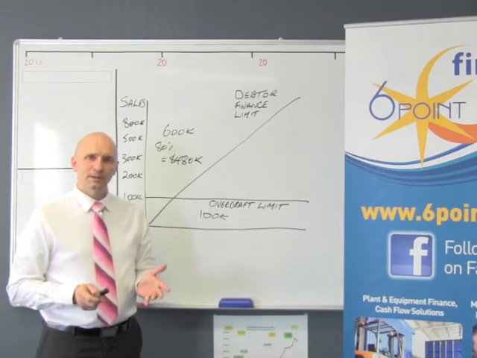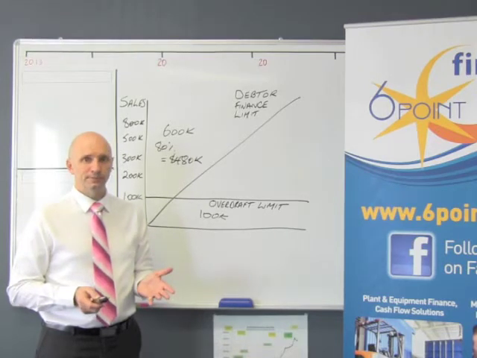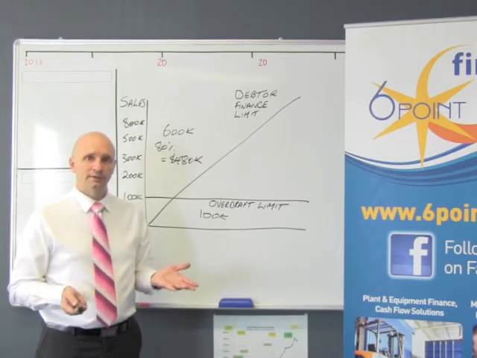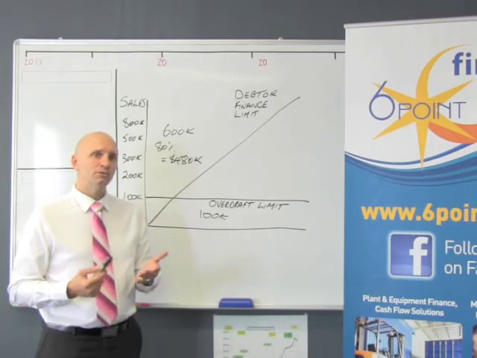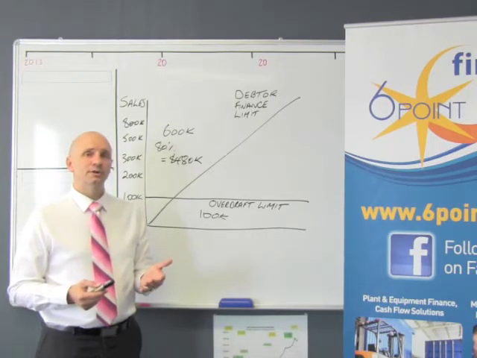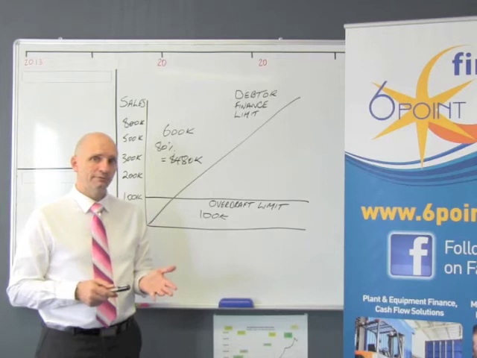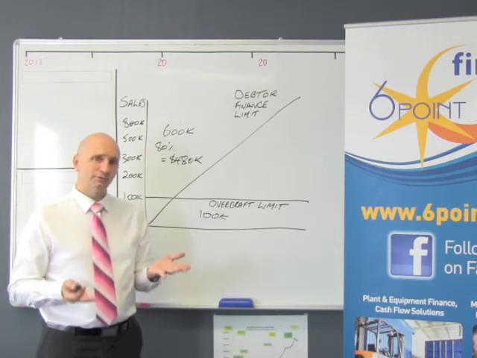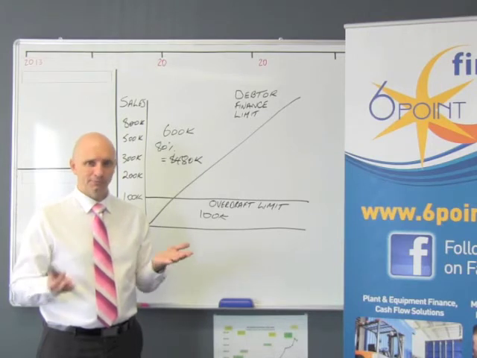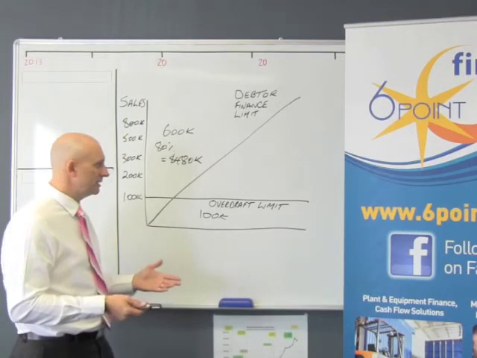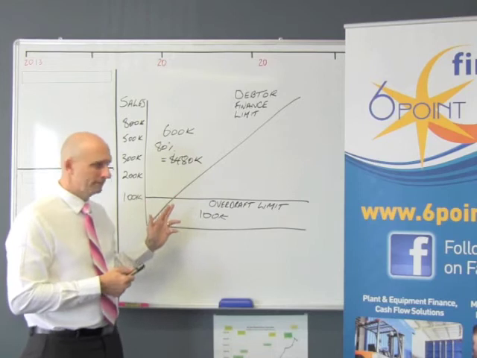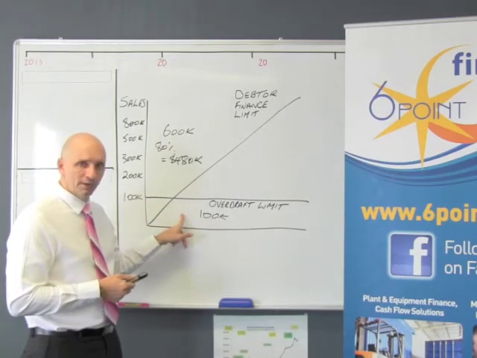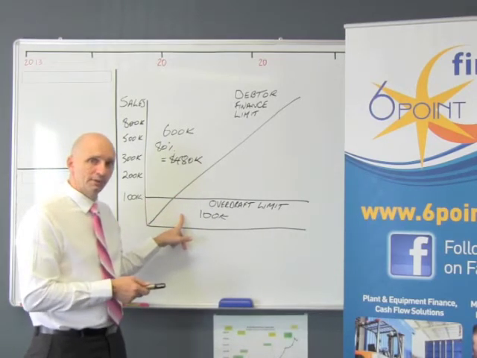There's some in the marketplace that will say that debtor finance is a significantly more expensive type of finance than an overdraft. I've got to say that I agree that debtor finance is more expensive than an overdraft facility. However, you've got to realise when you're looking at the two different types of funding that you are not comparing apples with apples. As you can see in the example on the board here, an overdraft facility will give you $100,000 and ties up your real estate.